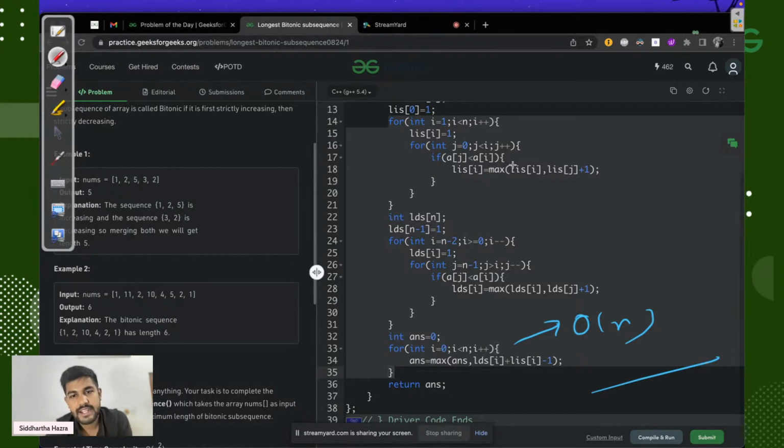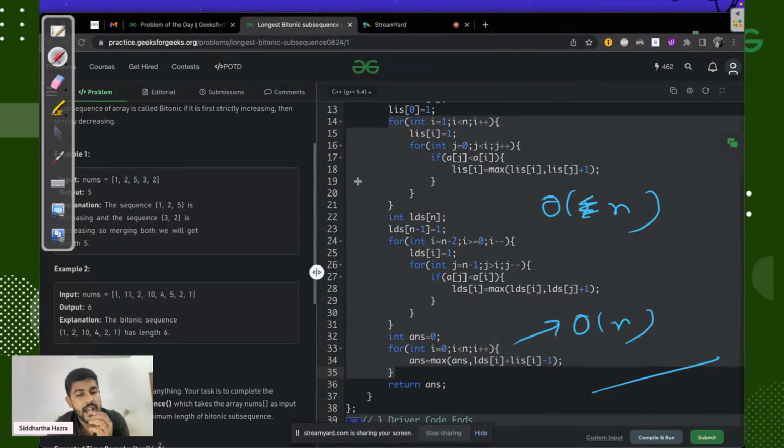And for space complexity, we are taking big O of 2n, and ignoring the constant it would be n. That is an auxiliary array of size n, and the variables and all are not considered.